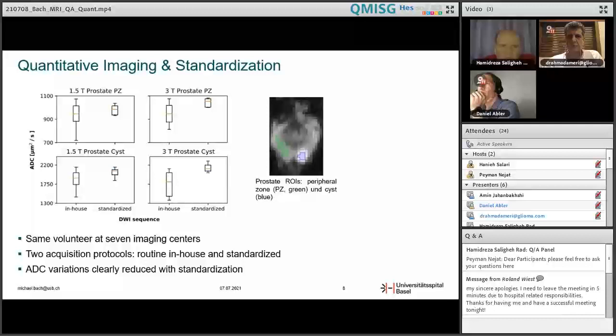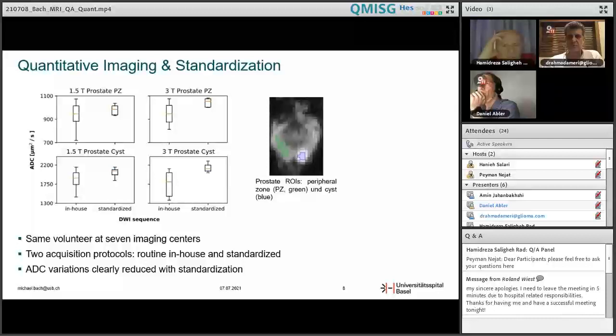At each center, a 1.5 Tesla and a 3 Tesla machine was tested, but more important, 2 different diffusion sequences were used. One was the in-house sequence used in daily practice, and the other was a standardized sequence. And in the standardized sequence, care was taken to ensure that the acquisition parameters were as similar as possible for all centers.